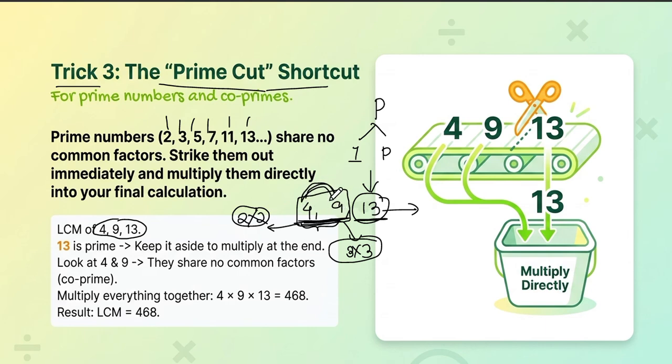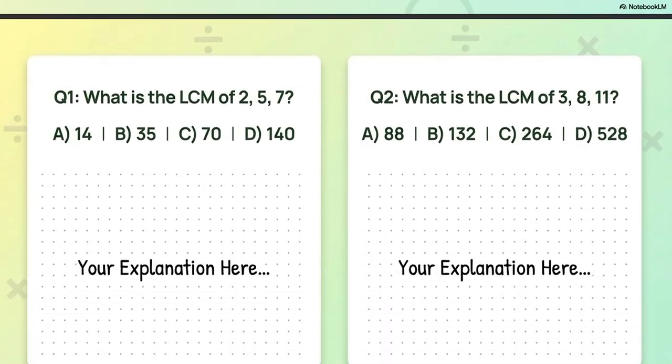Whenever you get co-prime numbers, just simply multiply. So 4 into 9, which is 36, and multiply with our remaining prime number also, which is 13. So if we multiply 36 by 13, we will get 468. So whenever co-prime numbers are there in the question, just multiply them and multiply last with the prime number. So that is our LCM. Look at some examples on this trick.